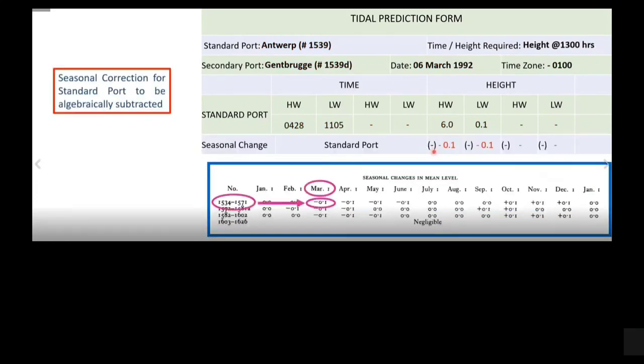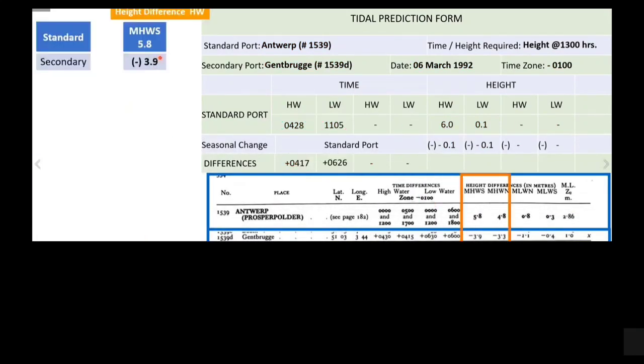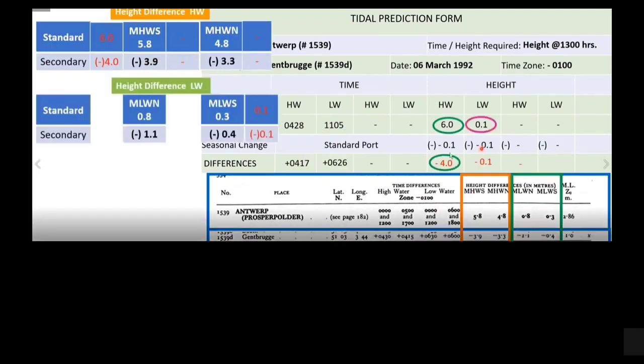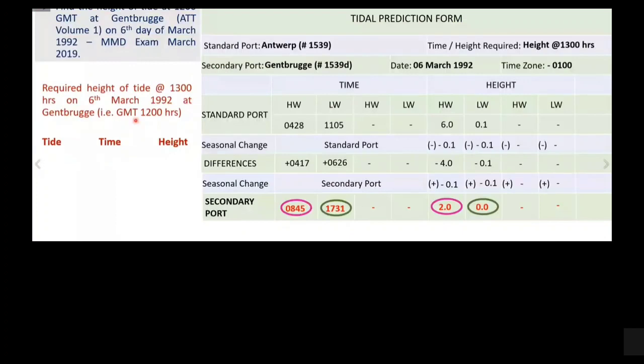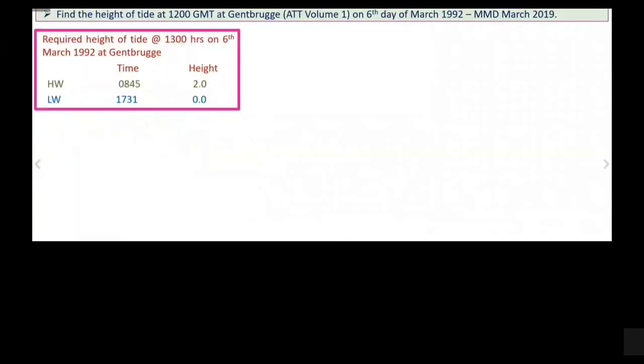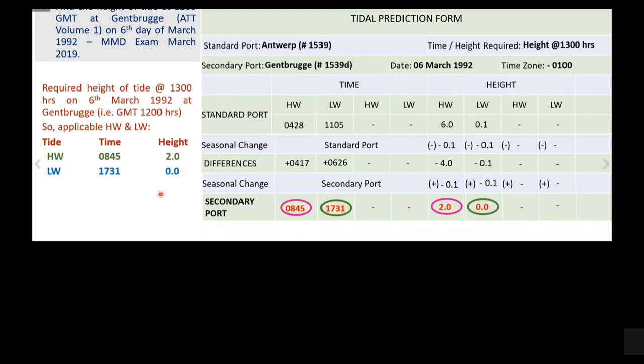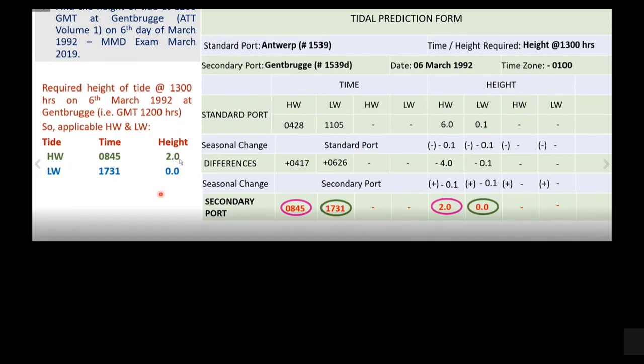So when the data was picked up, we applied the seasonal correction. पहले हमने standard port की seasonal correction को subtract किया. Then we applied the differences, time difference, height difference. We applied the seasonal correction for the secondary port and we got the tidal data for Jentbrug. This was the answer which we got. 845, the height of tide is 2 meters. 1731, the height of tide is 0 meters.